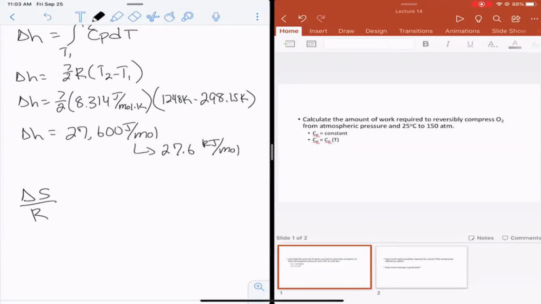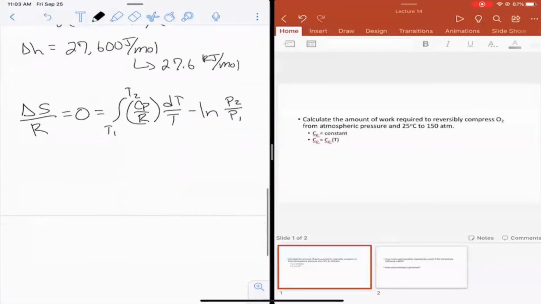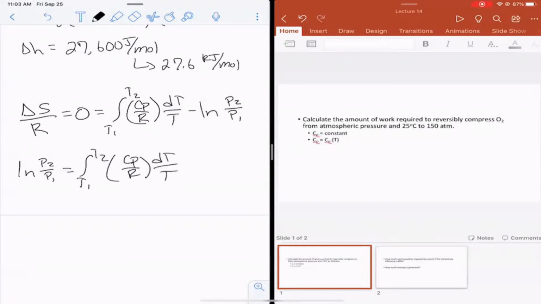Delta S over R is still equal to 0, and that's still equal to the integral from T1 to T2 of Cp over R dT over T minus the natural log of P2 over P1. And so the natural log of P2 over P1 again equals the integral from T1 to T2 of Cp over R dT over T.